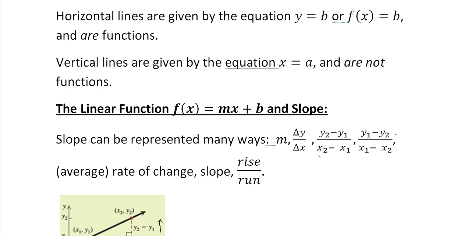We also refer to it as the average rate of change. Sometimes it just gets abbreviated to rate of change, or rate. Slope, the word slope. Rise over run is another one that you may encounter.